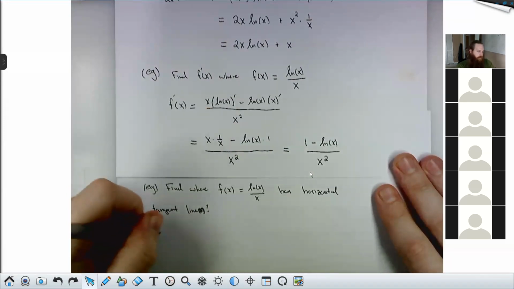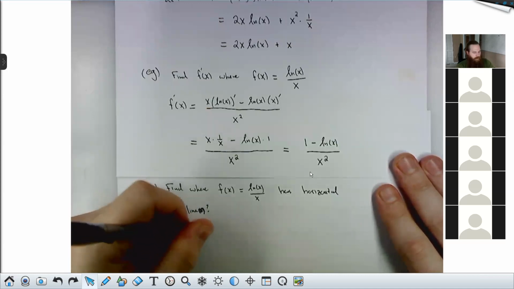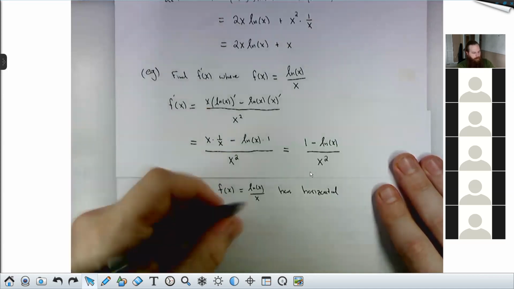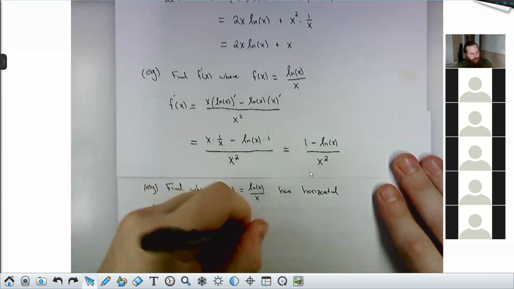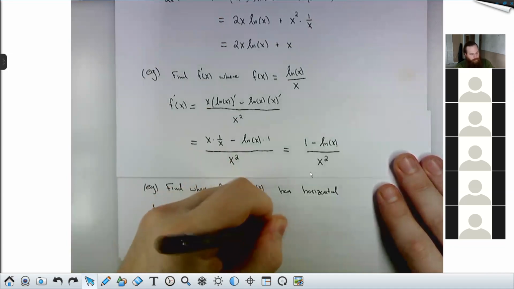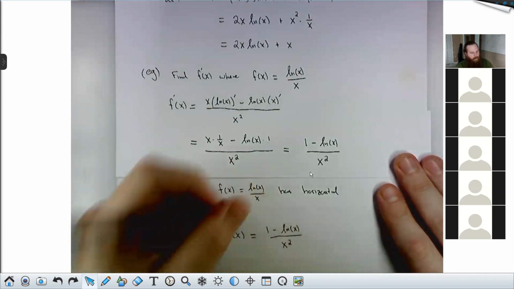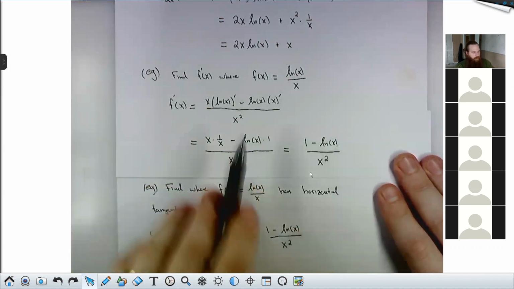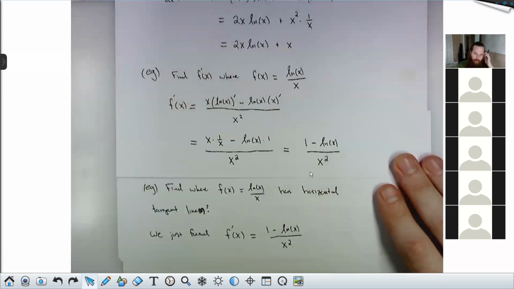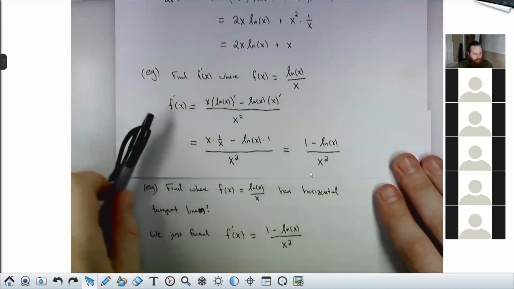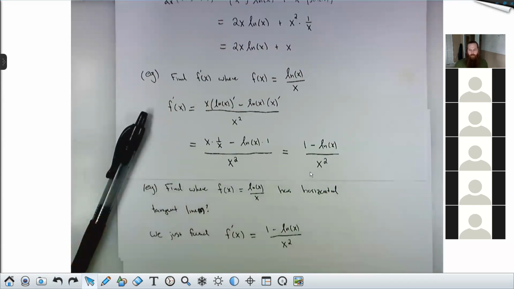Well, we just found f prime, that was the previous example. So I don't need to calculate that fresh. F prime here is just 1 minus ln x over x squared. Before I proceed with this, are there any questions about either of these derivatives that we did a second ago? Any question about that product rule or that quotient rule?